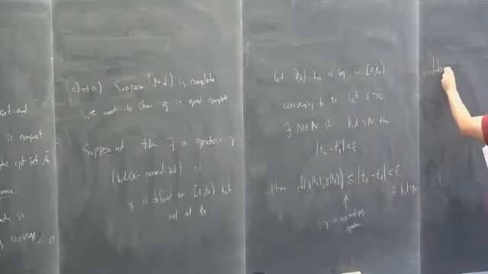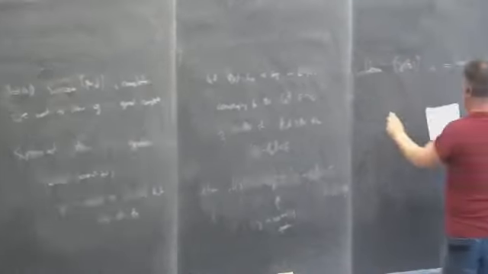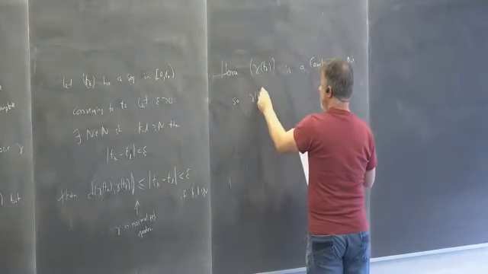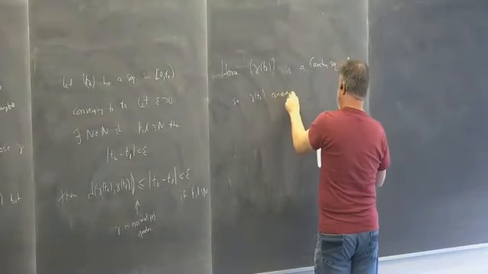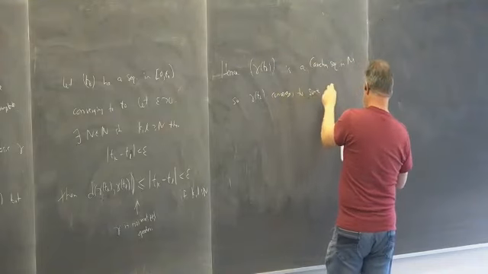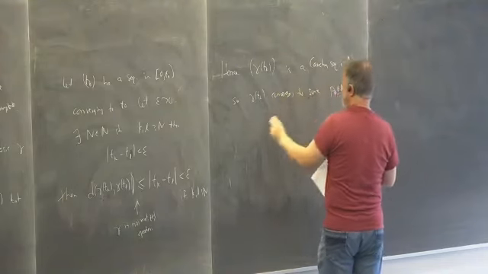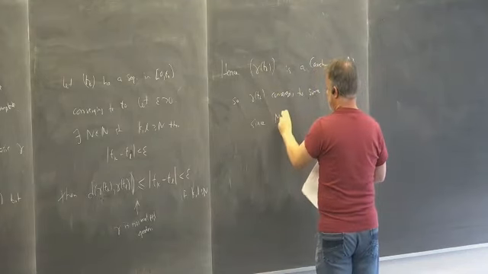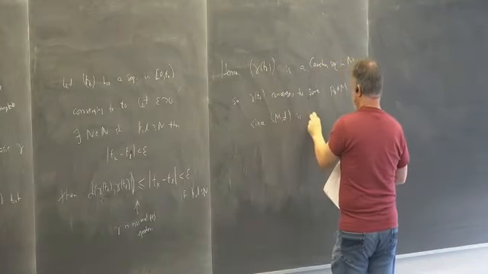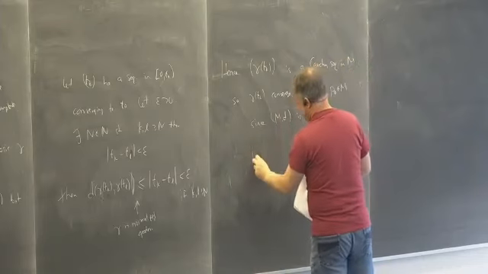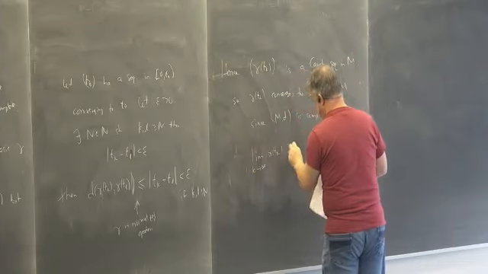So hence, gamma of T_k is a Cauchy sequence in M. And we're assuming that M is complete, right? So gamma of T_k converges to some p_0, since (M, d) is complete. That means that the limit as k goes to infinity of gamma of T_k is some p_0.